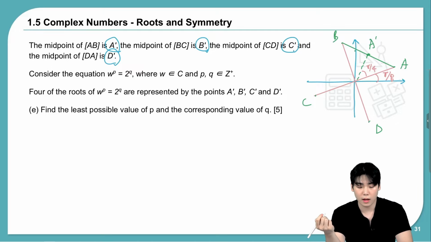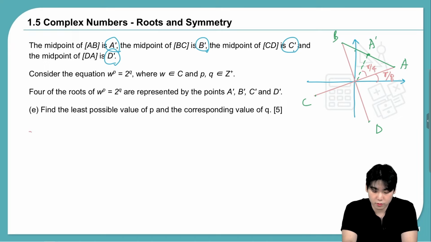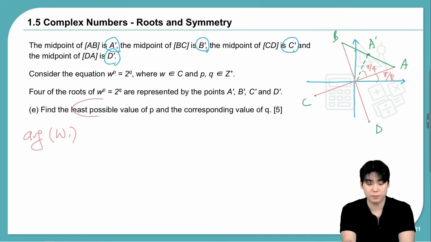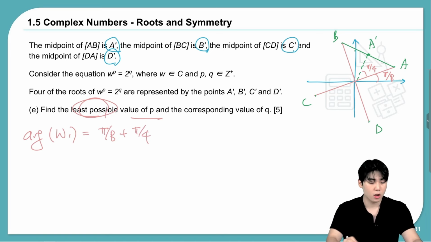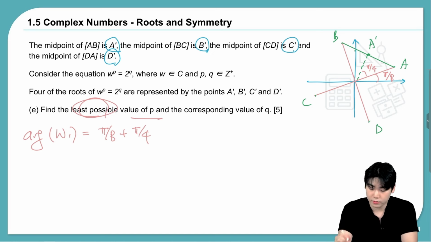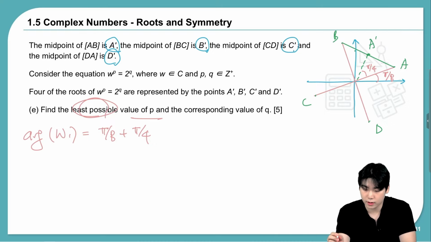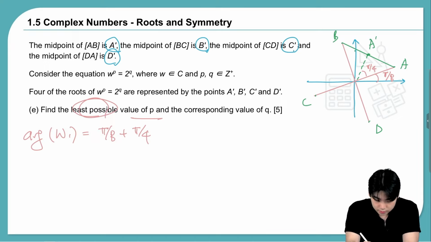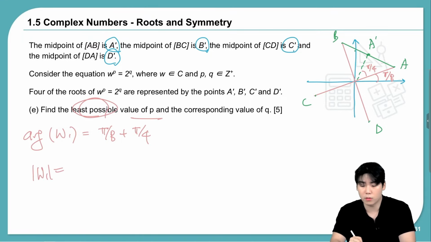So our value of argument, the argument of omega 1, I'm just going to call it omega 1 because that's going to be the least possible value of P and Q. Argument of omega 1 is going to be pi over 8 plus pi over 4. That is our argument, okay? And with that, what do I have to find? I have to find the modulus, right? How do I find the modulus? The modulus is basically the length of this, isn't it?